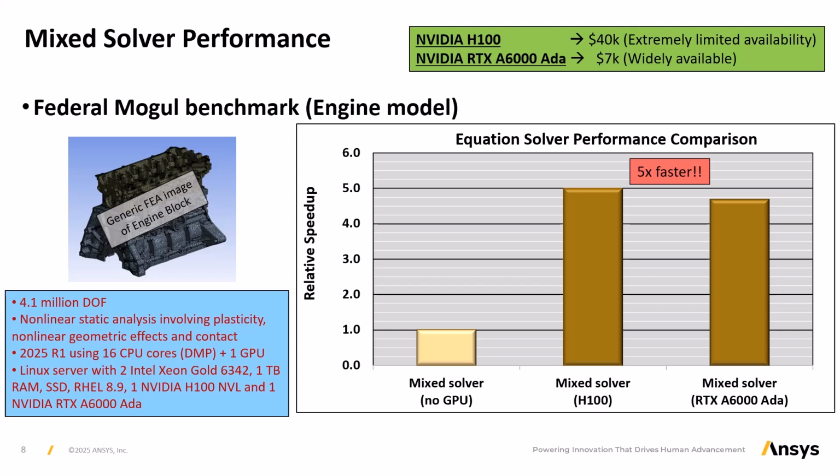The second GPU in this benchmark is an NVIDIA RTX A6000 Ada, which is a workstation class card. Running the mixed solver on this GPU card is also extremely effective because the solver uses the GPU card's lower precision and high compute speeds. The data from this benchmark shows you that you can obtain nearly the same performance level with the more affordable GPU card compared to the data center card.